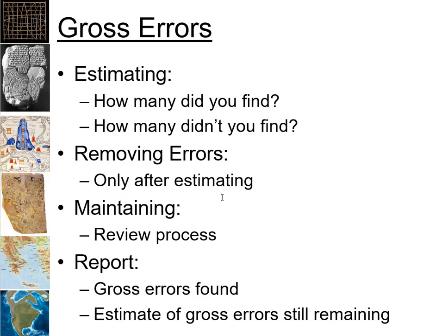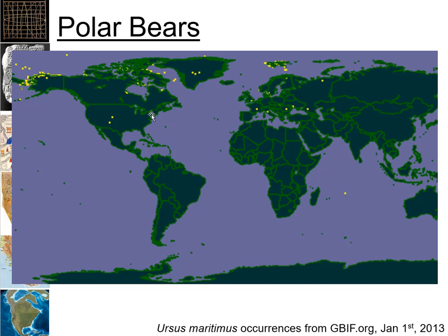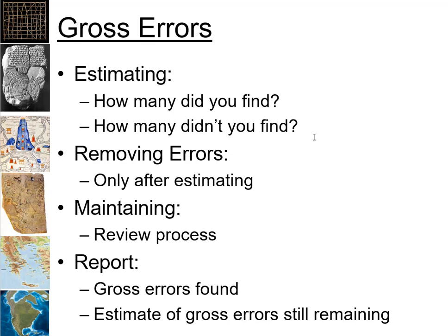All right, with gross errors, what you want to do is count how many you found and then try and predict how many you didn't find. In other words, if there were 10 false polar bear points that were here, that means that there's some level of error in this data as well, even though we can't see it. If you have a 10% error rate, you have a 10% error rate. So even where you can't see them, there's still going to be errors. So that's why that's important.